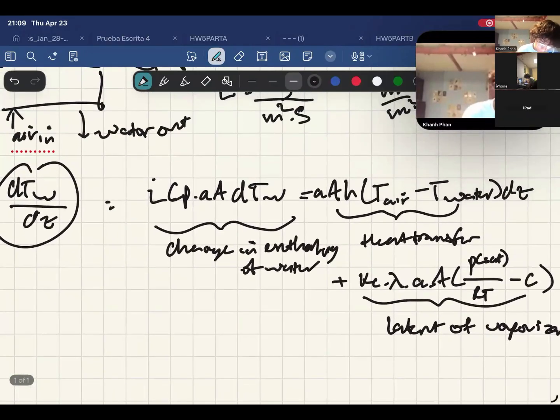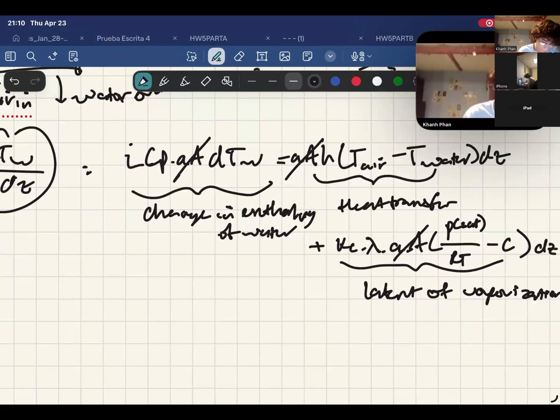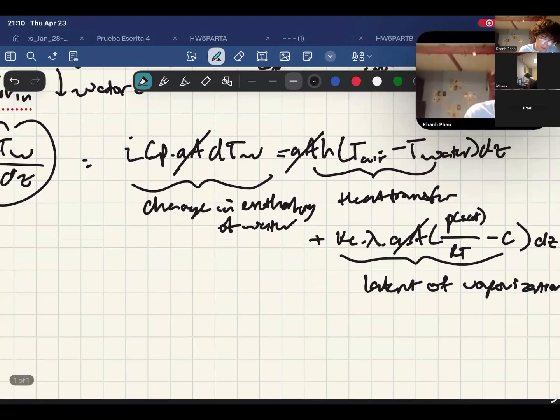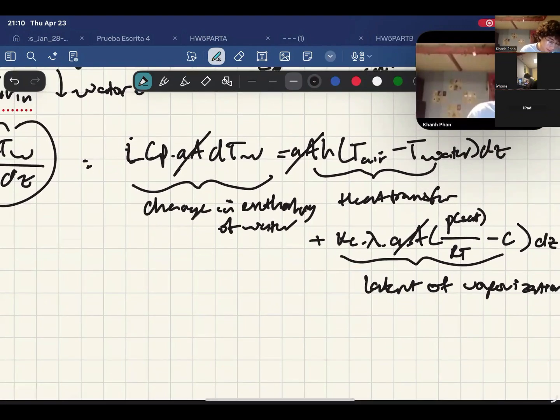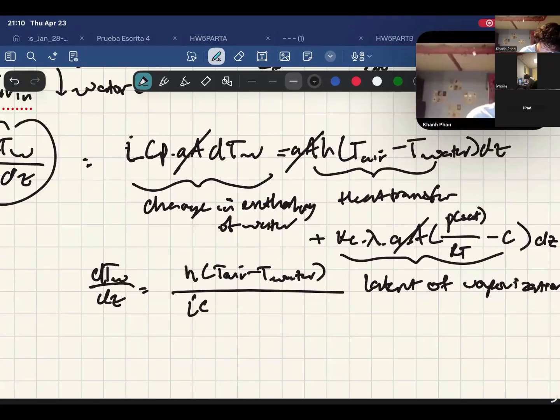Here we can cancel out the A. Oh, I forgot dz over here as well. We can divide both sides by dz and move the mass flow rate and heat capacity to the other side. So we would have dT water over dz equal to h a times T air minus T water, over L times heat capacity.